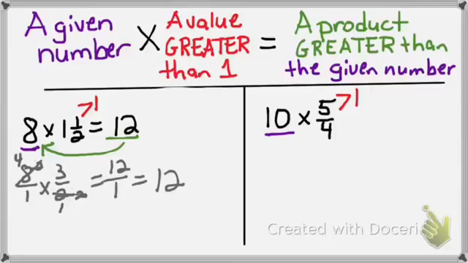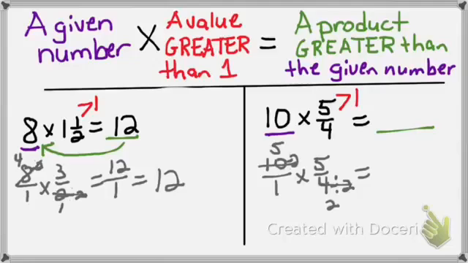So 5/4 is greater than 1. So I have my given number 10 times a value that's greater than 1, which should give me a product that is greater than my given number. My product or my answer should be greater than 10. Let's solve it and check to see that that's true. So I put 10 over 1 to turn it into a fraction, times 5/4, which is already a fraction. I'll use my GCF to fully simplify with the x11 strategy, which brings me to the problem 5 over 1 times 5 over 2. I'll say numerator times numerator, 5 times 5 equals 25. Denominator times denominator, 1 times 2 equals 2. So I have 25 over 2.